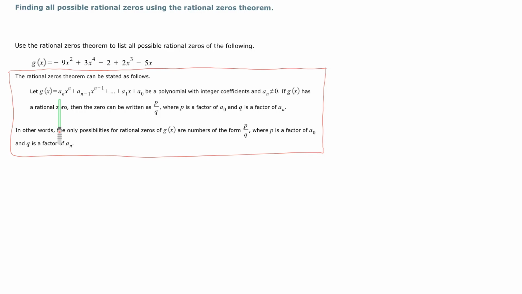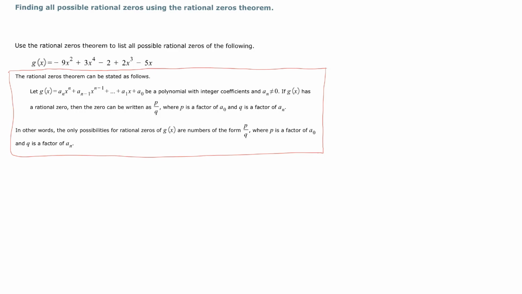Let g of x equal this degree n polynomial in descending order with integer coefficients and a sub n not equal to 0. If g of x has a rational zero, then the zero can be written as p over q, where p is a factor of a sub 0 and q is a factor of a sub n. In other words, the only possibilities for rational zeros of g of x are the numbers of the form p over q, where p is a factor of a sub 0 and q is a factor of a sub n.